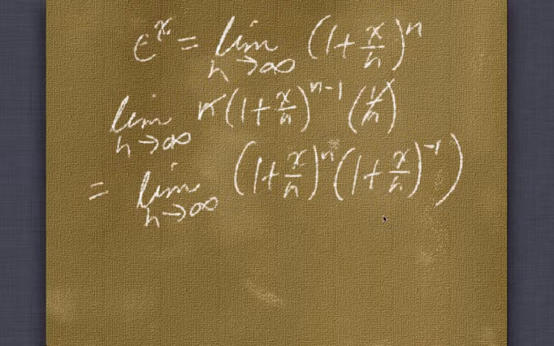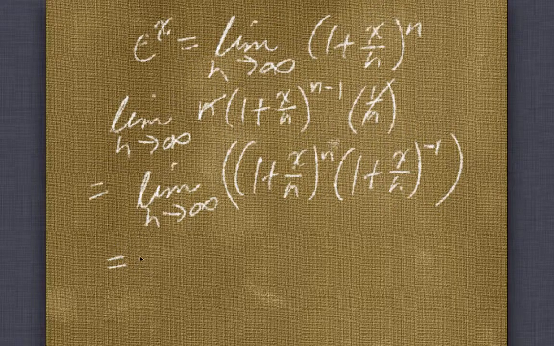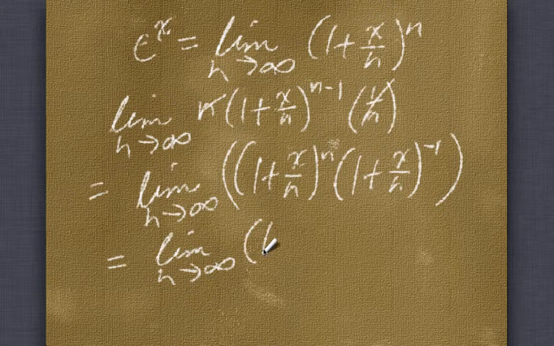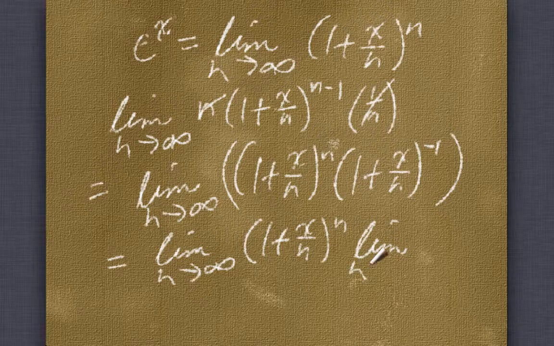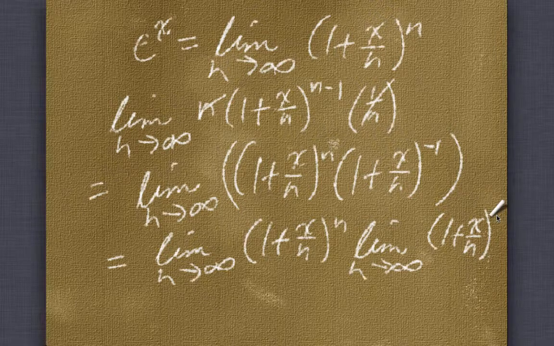If this limit exists, which it does, you can sketch e to the x and see that there ought to be a derivative anyway, then I can split this, because remember that the limit of the product is the product of the limits. So that's the limit as n goes to infinity of (1 plus x over n) to the n times the limit as n goes to infinity of (1 plus x over n) to the negative 1. Now, because I don't have an n up here anymore, I can consider kind of what's on the inside.